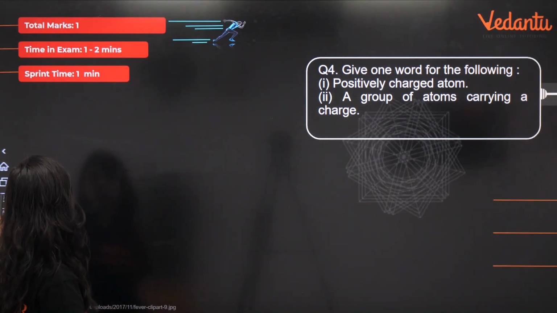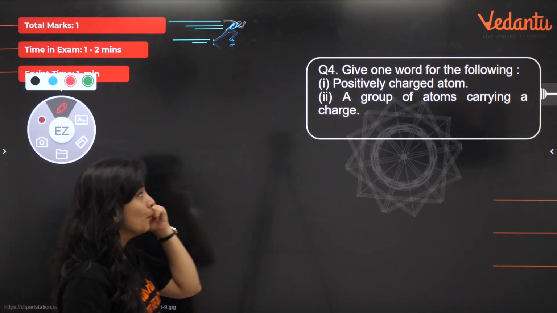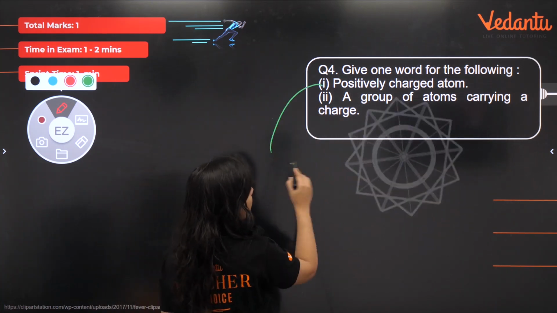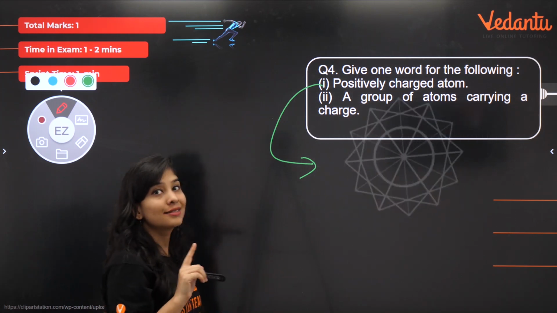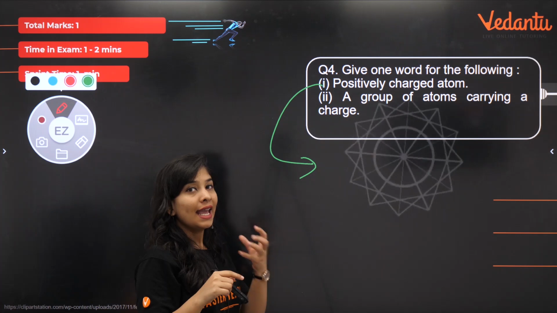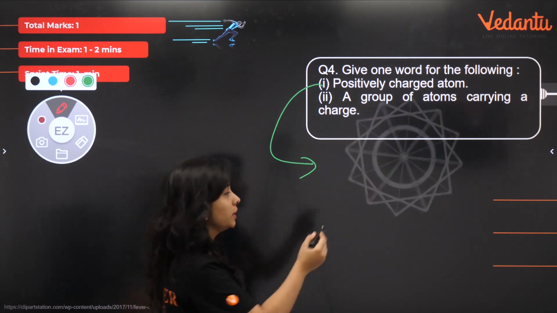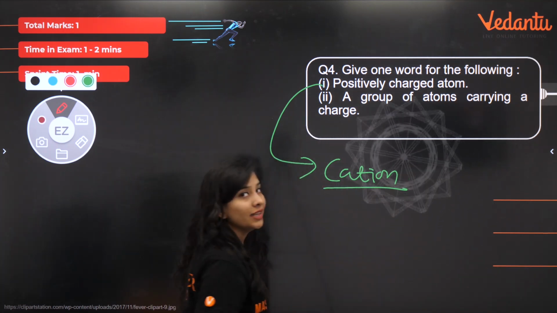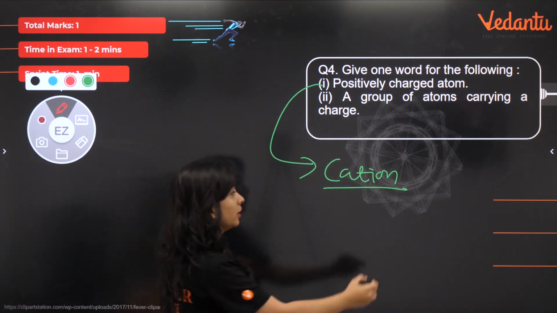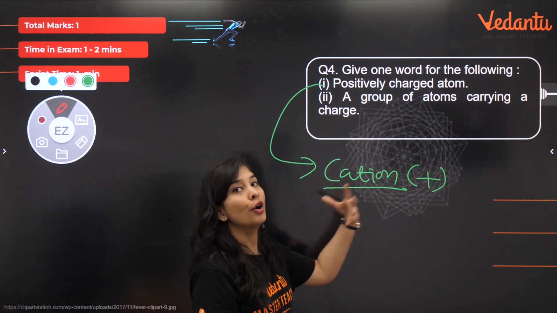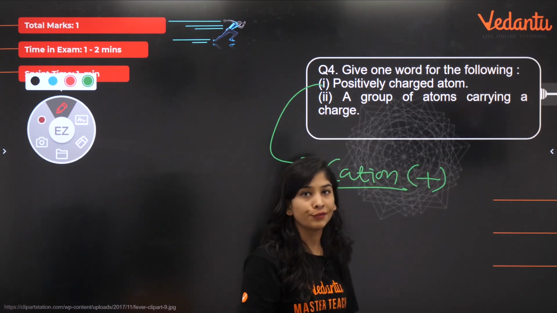Give one word for the following, and the question is positively charged atom. So if I talk about positively charged atom, not like subatomic particle which is part of the atom, that was proton. Any atom having positively charge is known as cation, right? Any element having negative charge is known as anion. So this is cation, that could be single atom or group of atom having positive charge.